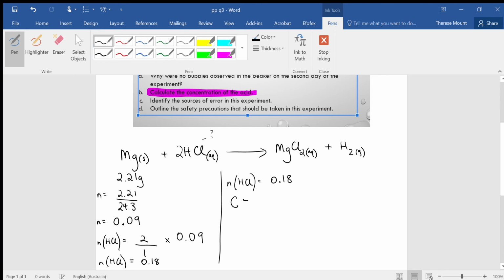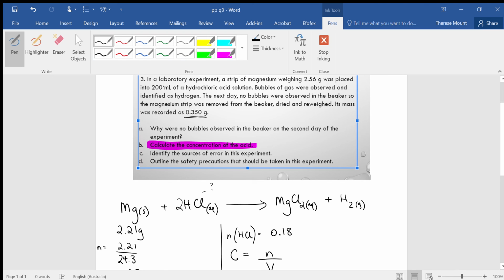Okay, but it's asking me the concentration. So concentration is moles per litre. So moles over volume in litres. So the concentration is 0.18 over the volume. Now the volume was 200 mils. That's how much hydrochloric acid we had.